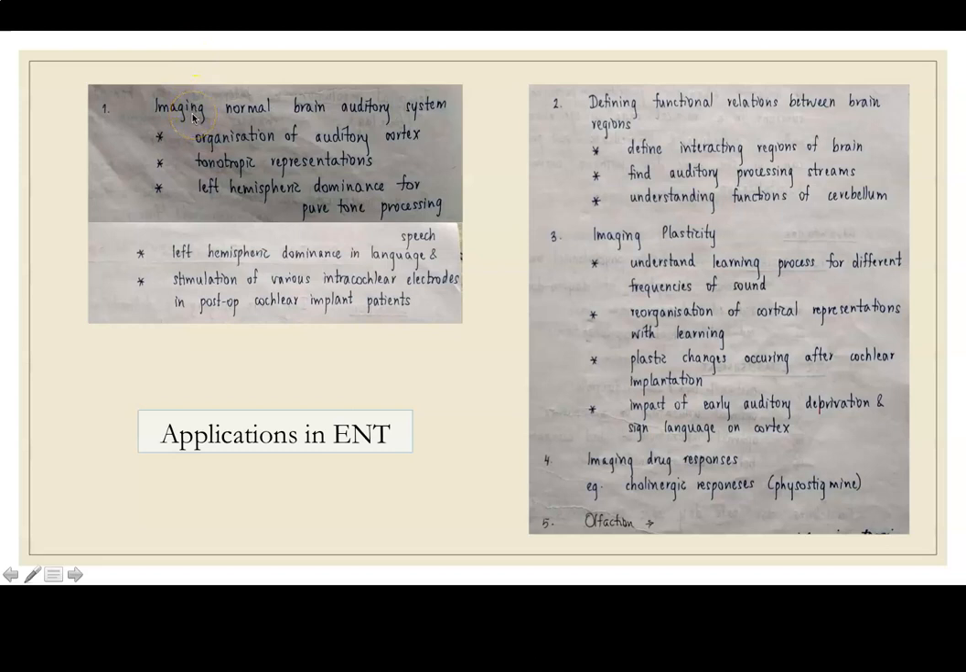First, imaging normal brain auditory system. fMRI has provided us immense information on the organization of auditory cortex, on the tonotopic representations in the auditory cortex. It has shown us that left hemispheric dominance is present for pure tone processing. It has also shown us that left hemispheric dominance is present in language and speech development. It also shows us stimulation of various intracochlear electrodes in post-op cochlear implant patients.